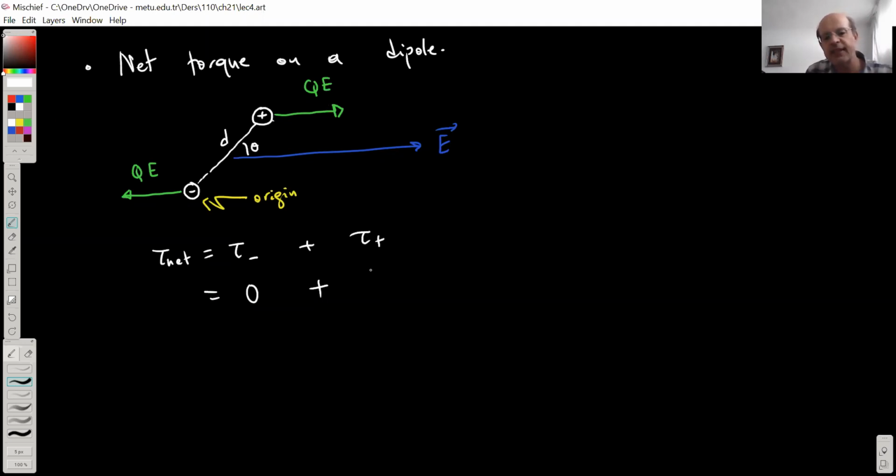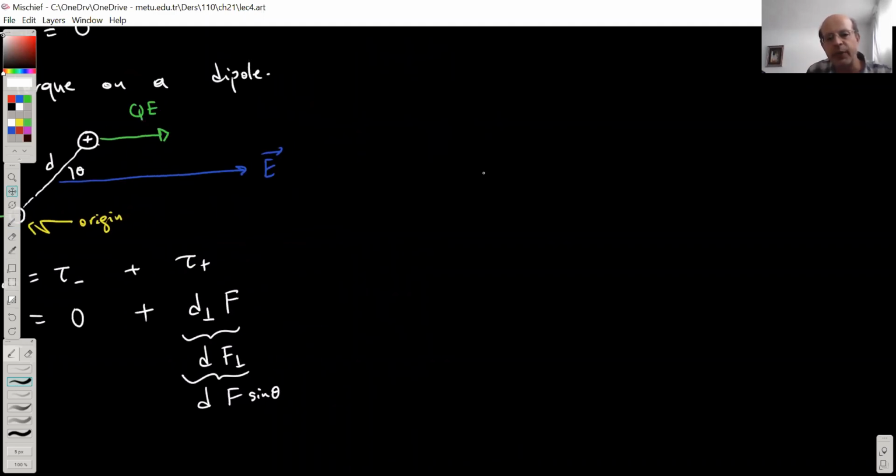It's like the perpendicular component of the distance times the force. Or I can write this down as the distance multiplied with the perpendicular component of the force. Or I can write it as d times F times sine of the angle between them, right? I can use any of these approaches, but let me start with the first one.